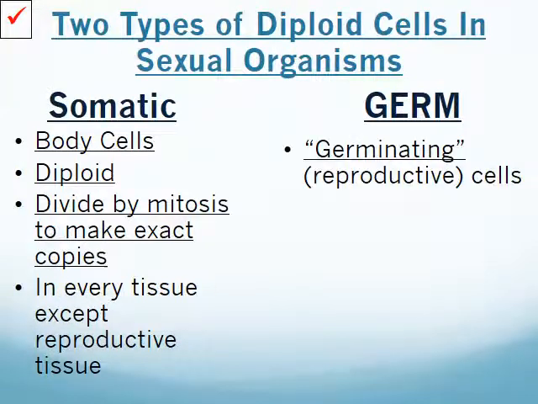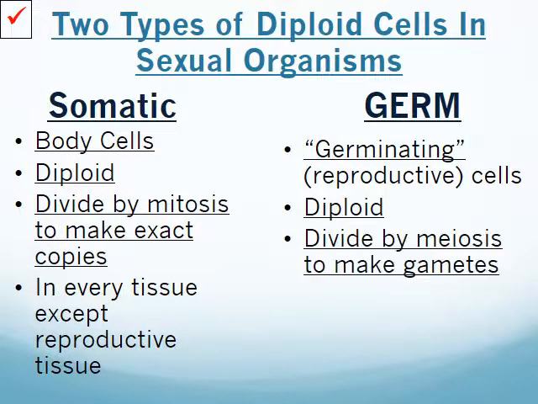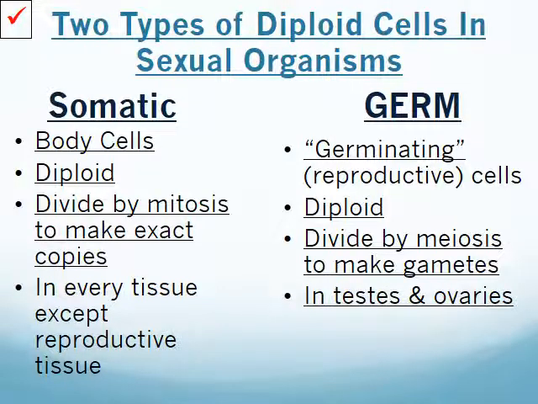Germ cells, on the other hand, are short for germinating cells. We don't mean germ as in sickness, we mean germ as in germinating or reproductive. These start off as diploid, but they go ahead and divide via meiosis to make gametes, or haploid cells. And these are found inside the testes and the ovaries, respectively.